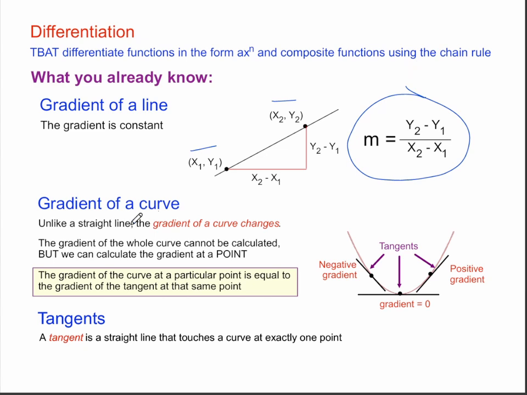Therefore, there has to be a way to calculate the gradient at a single point. Yes, like this right here, like this right here, or like this right here. The way we do it is we draw a tangent at that point. So we know what tangents are: straight lines that touch the curve at exactly one point. So if you want to find the gradient at this point right here, then what you'll have to do first is draw a tangent at that point. Then you will calculate the gradient not of the curve but of the tangent at that point to get the gradient of the curve at that point.